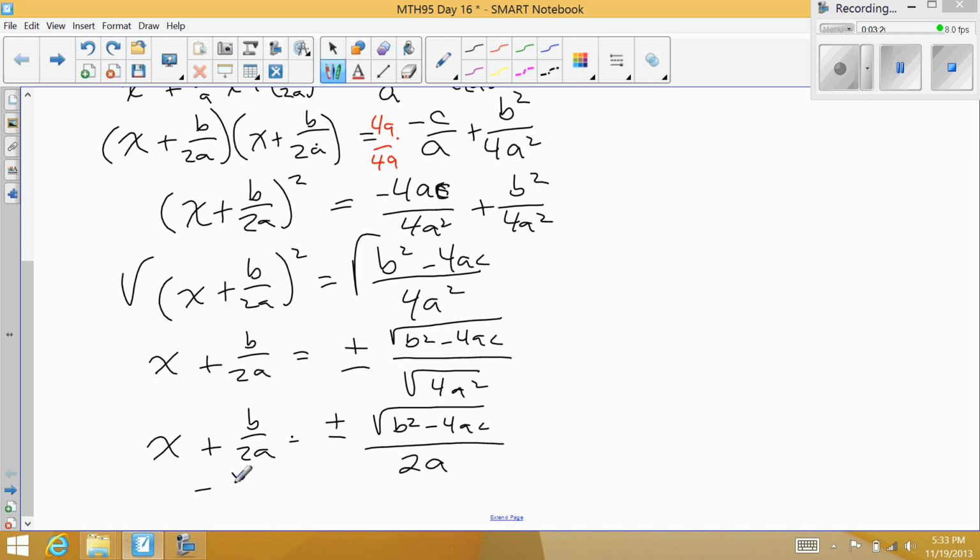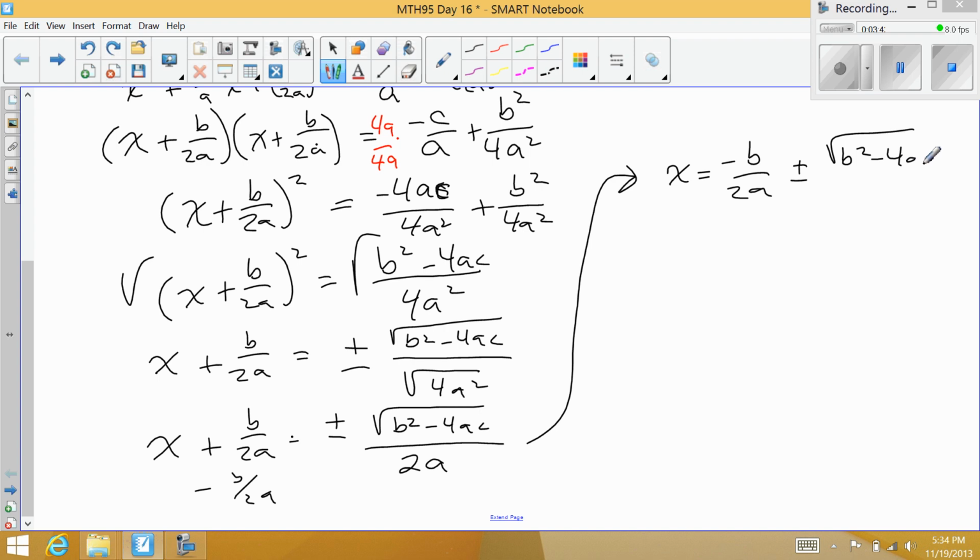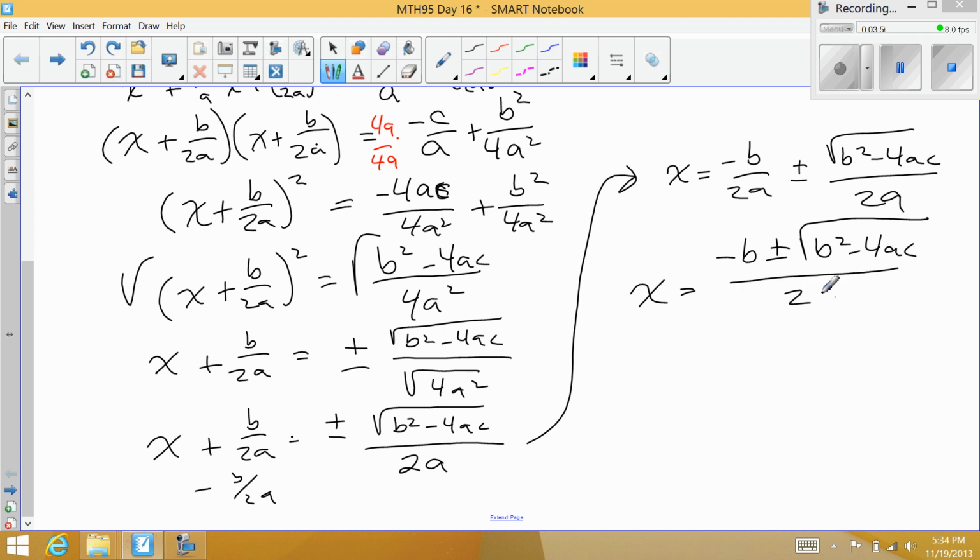Now I can subtract the b over 2a to the other side of the equation. Let me come up here so I get a little more room. So I'll have x equals negative b over 2a plus or minus the square root of b squared subtract 4ac all over 2a. And since I have a common denominator, I can go ahead and combine those. And there's our old friend, the quadratic formula. So that's where it comes from, completing the square.